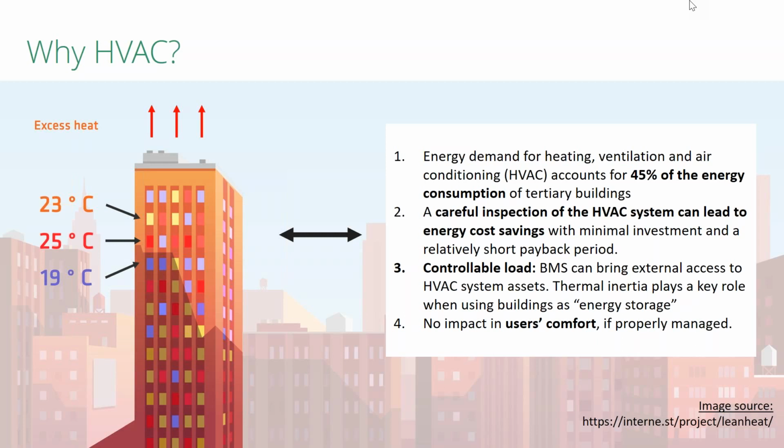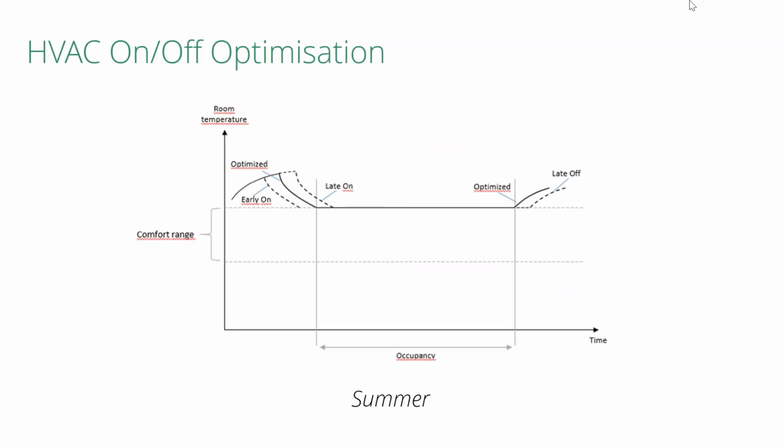But won't this affect the users and how they feel and how comfortable they are? Well, if we manage it properly, it may not have any impact on the user's comfort. Because, as we can see in the next slide, that is one of the examples on how demand-side management can be implemented in HVAC systems. We have a comfort range, meaning a minimum temperature and a higher temperature for summer and for winter.